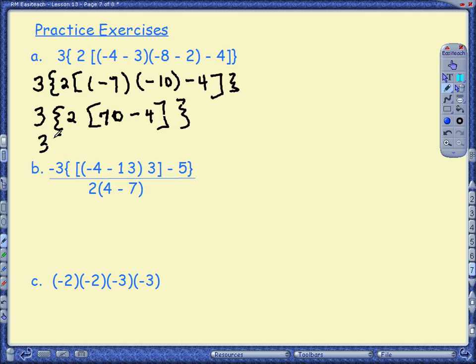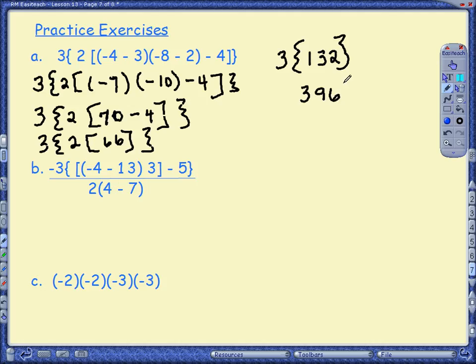I do this over again. 70 minus 4 is 66. Now, there are no signs between the 2 and the 66. I'm going to multiply. And that is 132. And when I multiply 3 times 132, I get an answer of 396.